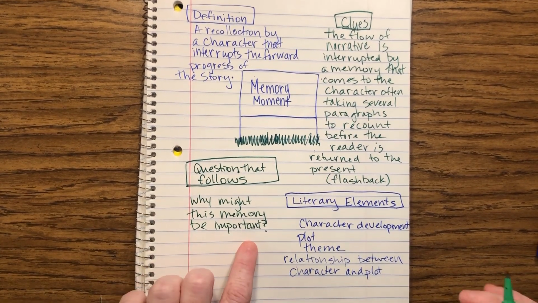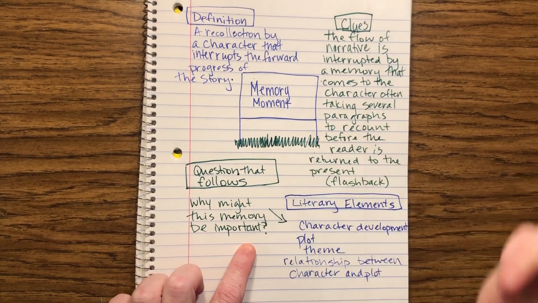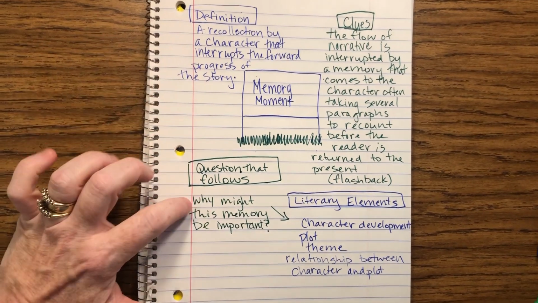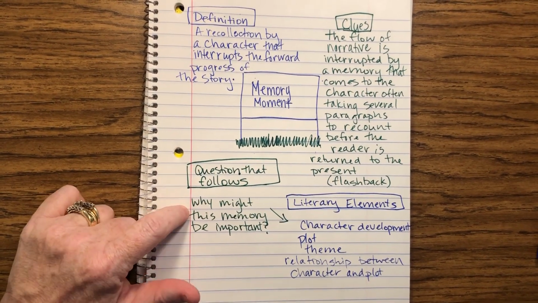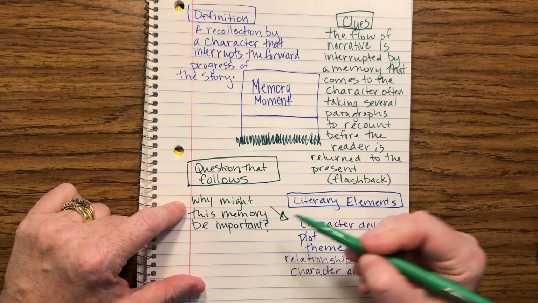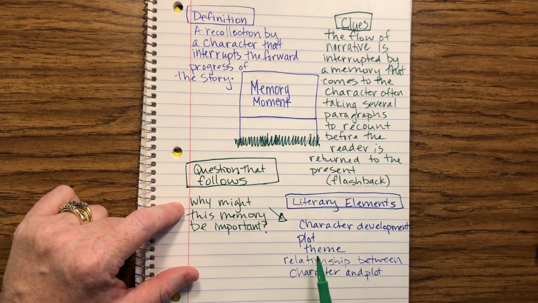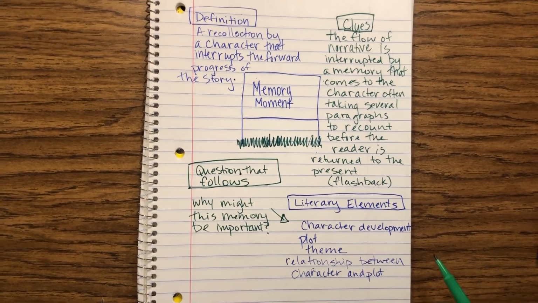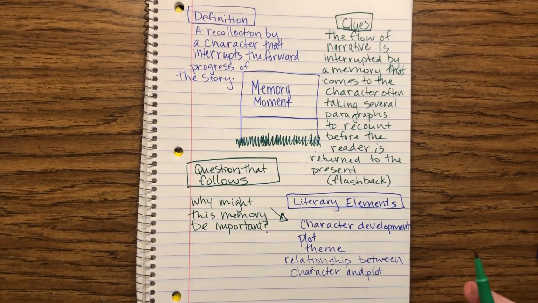Okay, so the answer to this question is going to give you clues to all of these literary elements. So when you're reading a memory moment, this is the question that if you can answer, it's going to give you some insight to all of these things: character development, plot, theme, and the relationship between the character and the plot.